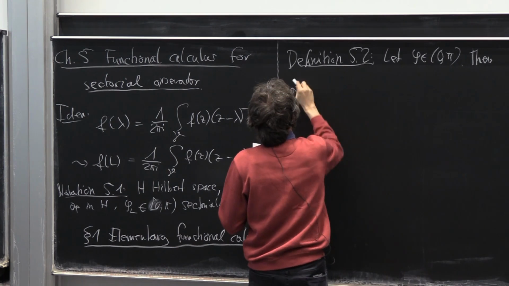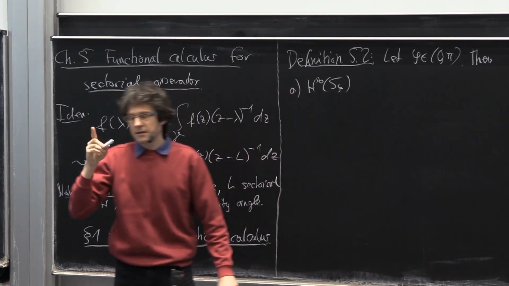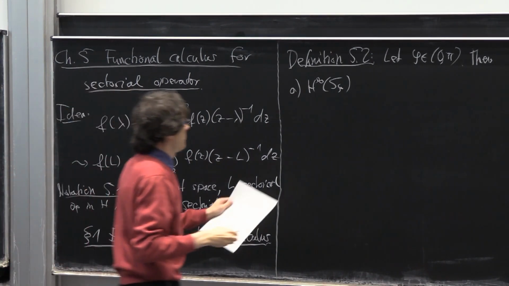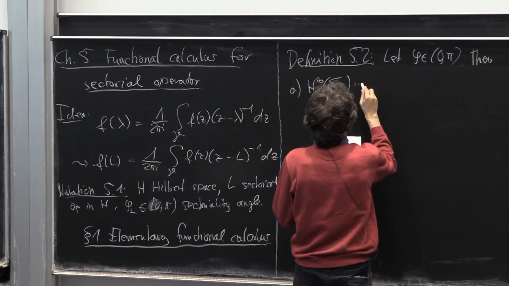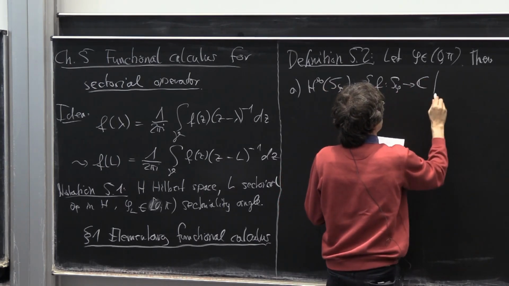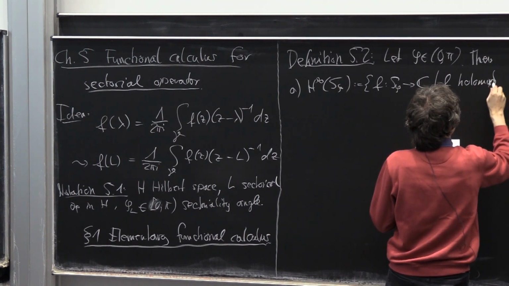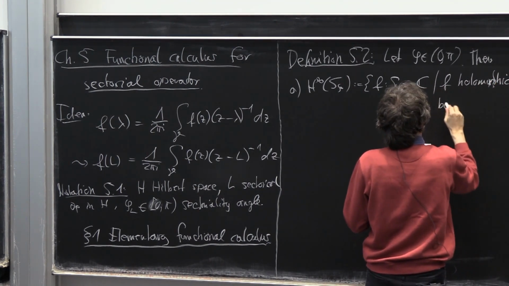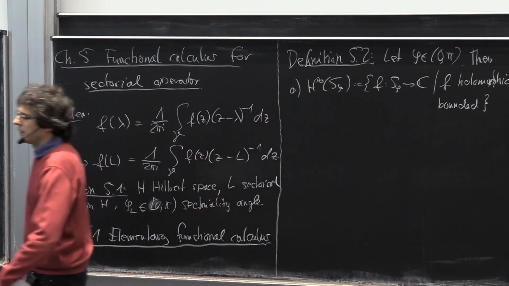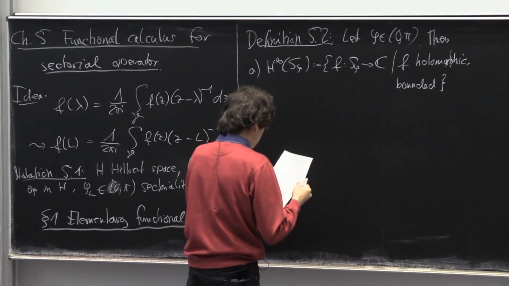And then I will denote by H infinity of S phi. So S phi is again the open sector with half opening angle phi. H infinity of S phi is the space of all holomorphic and bounded functions on the sector. So H for holomorphic and the infinity for bounded. Okay, so this is one space that is of interest.